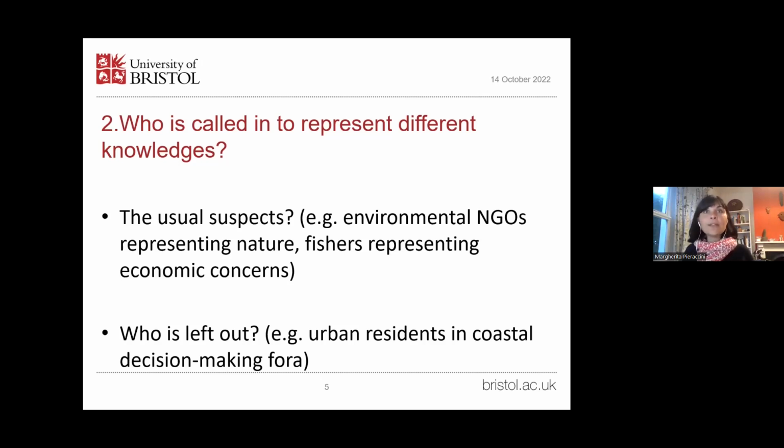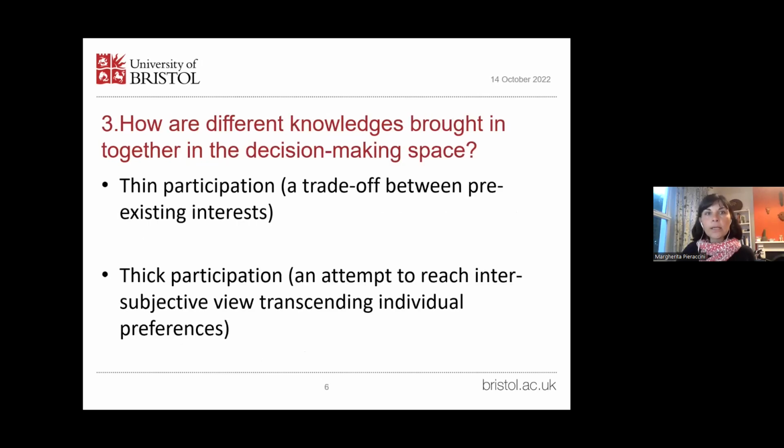So it really varies, the answer to this type of thing, but it's not uncontroversial, because it has clear political consequences as well, as I will show later in relation to the marine protected areas in England example. So in terms of the third question, how are different knowledges brought together in the decision-making space?